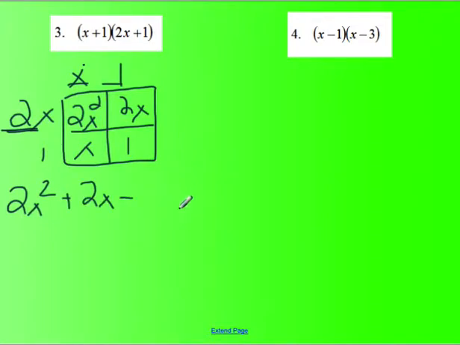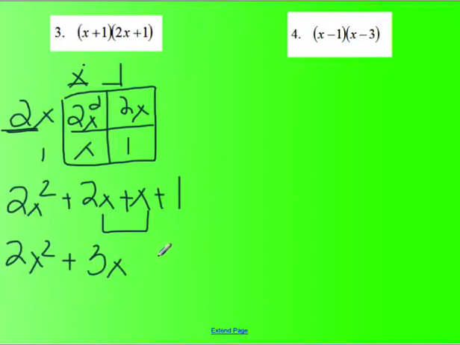Now we can combine those middle two terms together. So then we have 2x squared, and then 2x plus x is going to give us 3x. Remember, when you're adding like terms, you do not add the exponent. And then plus 1 as your constant.